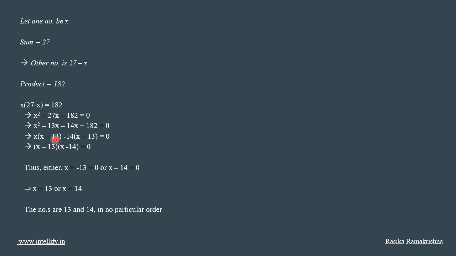So let one number be x. If x is 13, then the other number is going to be 27 minus 13, which is nothing but 14. If your x is 14, then the other number is going to be 13. So in this case, ordering does not matter. Both the numbers are just 13 and 14 in no particular order, right? Because I think that makes sense.